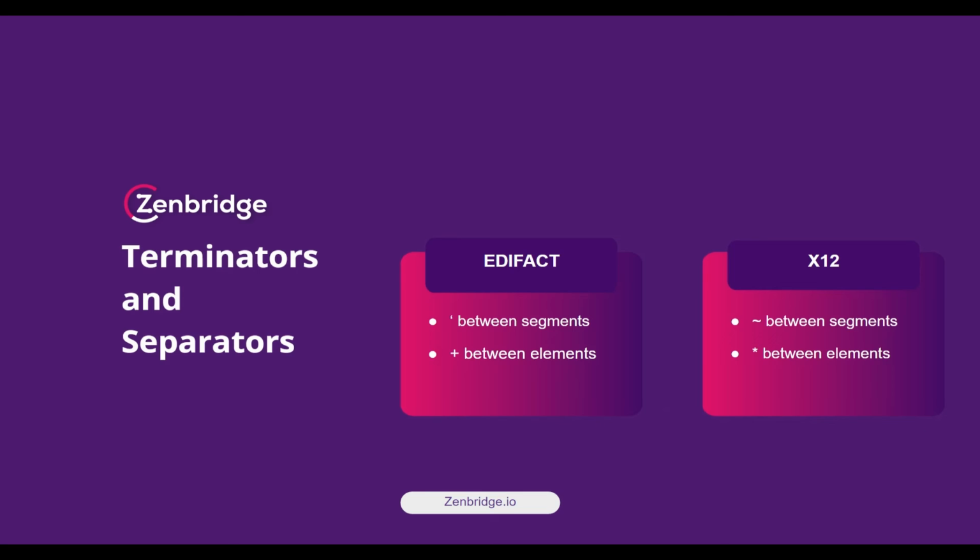Terminator and separators. EDIFACT uses symbols such as an apostrophe between segments and a plus sign between elements and a colon between composite elements. X12 uses tilde between segments and star between elements. However, developers can use custom terminators and separators also.